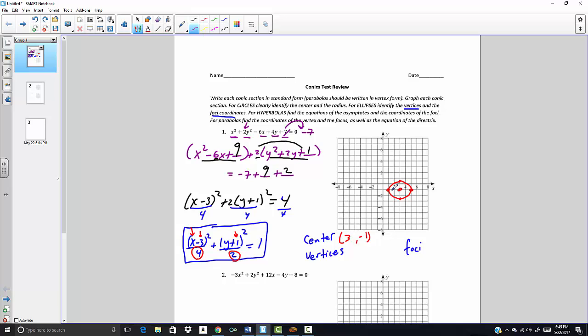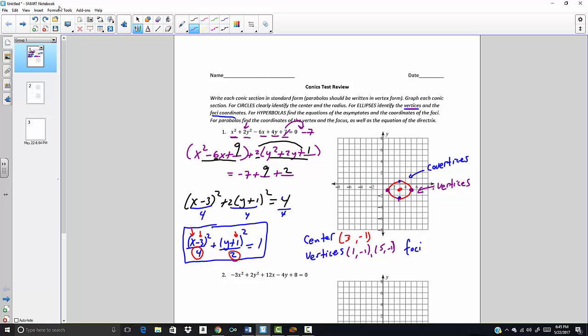And the vertices are along the major axis, which is the longer of the two axes. You have an axis from here to here and an axis from here to here. And these are what are called your vertices, okay? Up and down on the minor axis, here and here, these are called co-vertices, just letting you know. But all I ask you for are the vertices. So I want this coordinate and this coordinate, which will be (1, -1) and (5, -1). So those are the vertices.